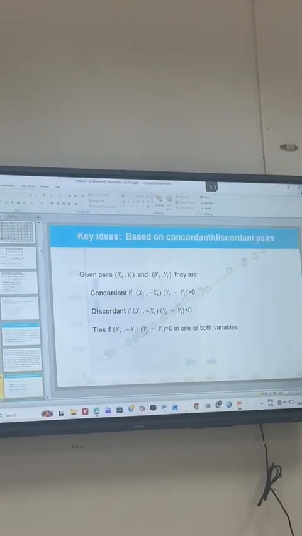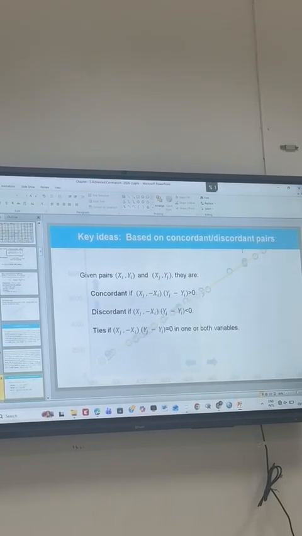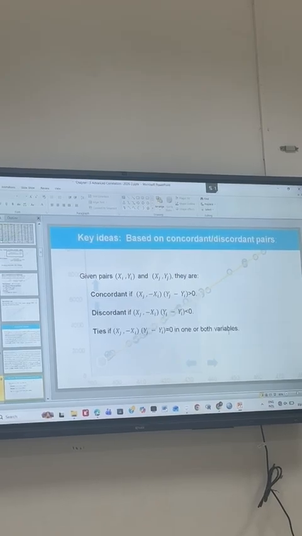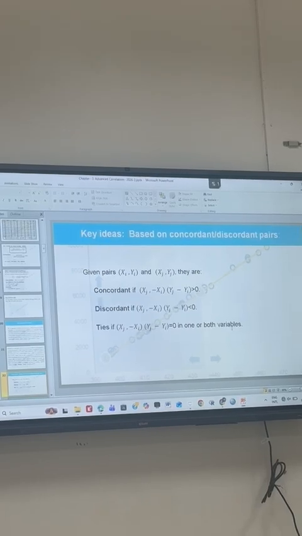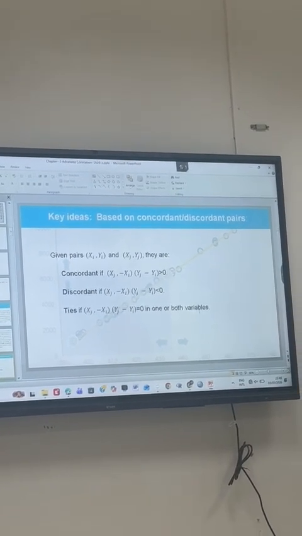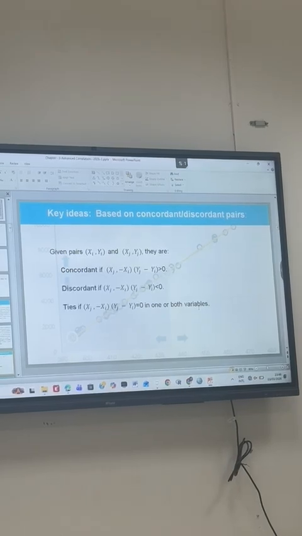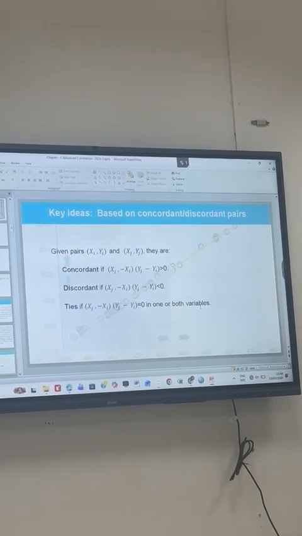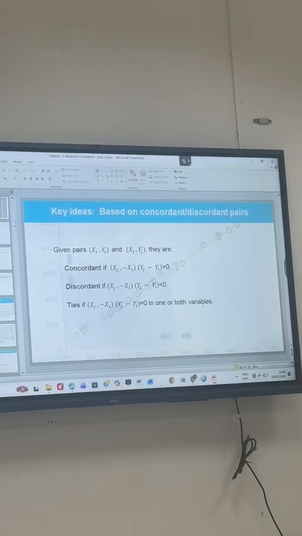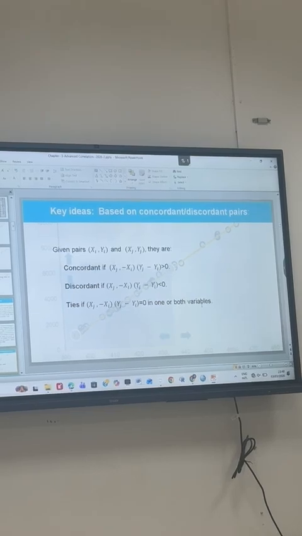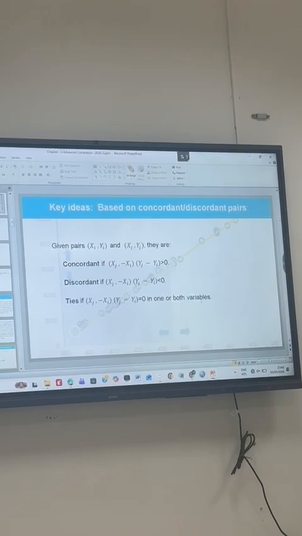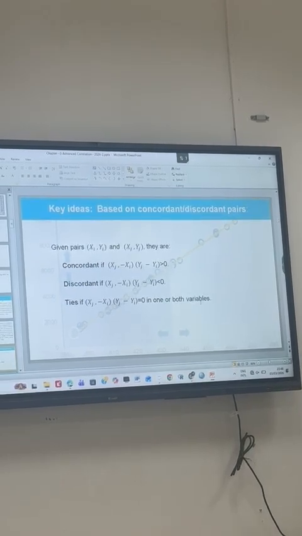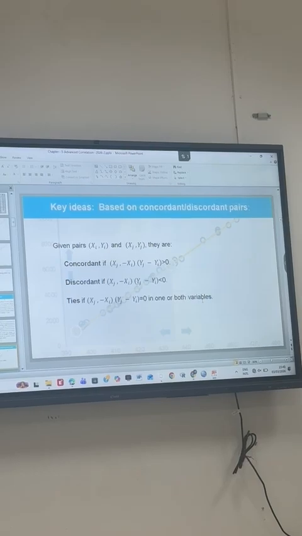It is based on concordant and discordant pairs. Two pairs (Xi, Yi) and (Xj, Yj) are said to be concordant if... This condition is given, and you choose the correct one. When (Xj minus Xi)(Yj minus Yi) is more than 0, concordant. When (Xj minus Xi)(Yj minus Yi) is less than 0, discordant. If both are equal, ties. Clear?